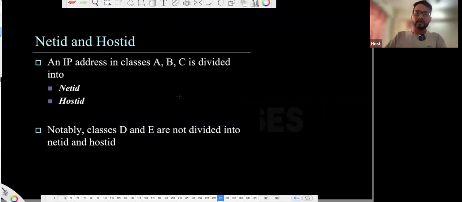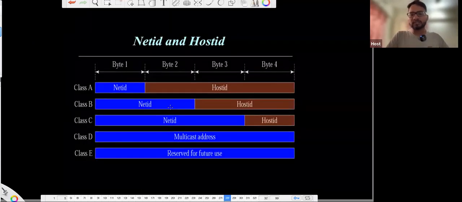Great. Now, in these IP addresses of classes A, B and C, we have divided every IP address into two parts. One is network ID, another one is host ID. Network ID and host ID are not applicable for D and E class. In fact, class E was reserved for future use, and D is for multicast addresses. You will get to know multicast in future lectures. These network ID and host ID are only applicable to class A, B and C. In fact, this classful addressing is not even in use, but just for the sake of theoretical knowledge, we will go through these classes.